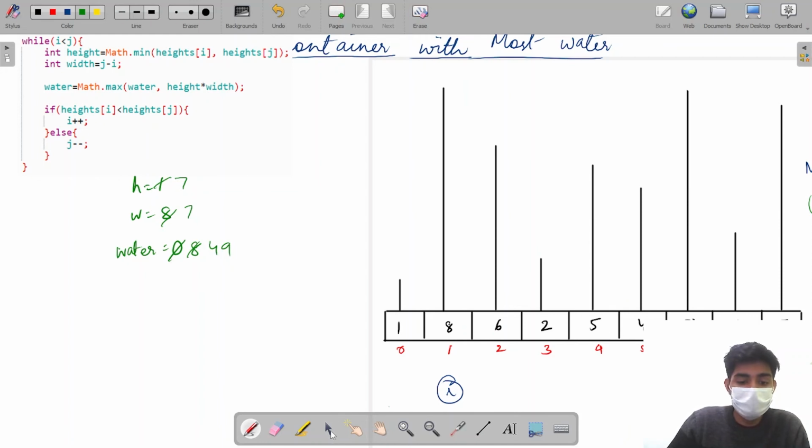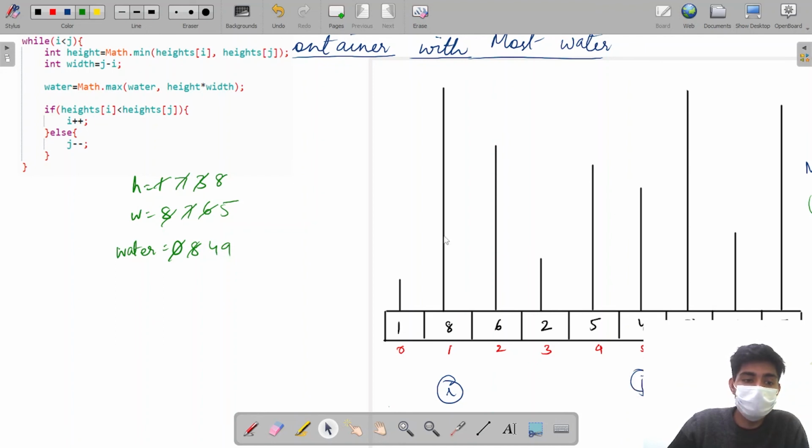Now my heights of j is smaller, so I'll decrement my j. Now I have 8 and 3. Smaller is 3. The width will be 7 minus 1, which is 6. 6 3s are 18. It won't change. I will decrement my j because it is smaller. Now both are equal, height is equal to 8. The width is 6 minus 1, which is 5. 8 5s are 40. 40 is not greater than 49.